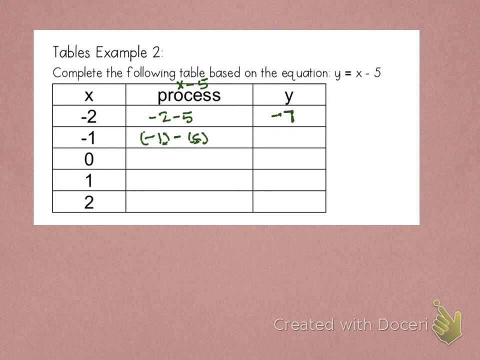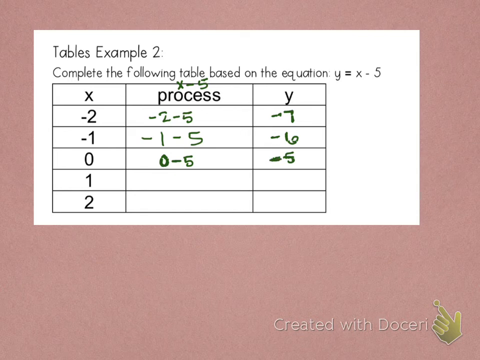So again, we have negative 1 minus 5, and we have 1 negative, and we have 5 negatives, and when we put it all together, we get 6 negatives. Then we have 0 minus 5, and we have the 0, and then we have 5 negatives, and we put it together, and we still have 5 negatives.